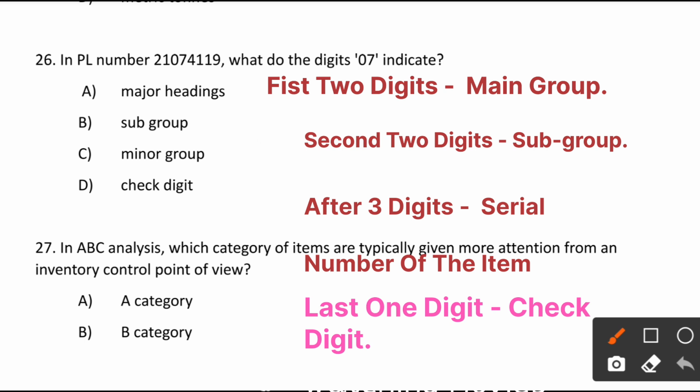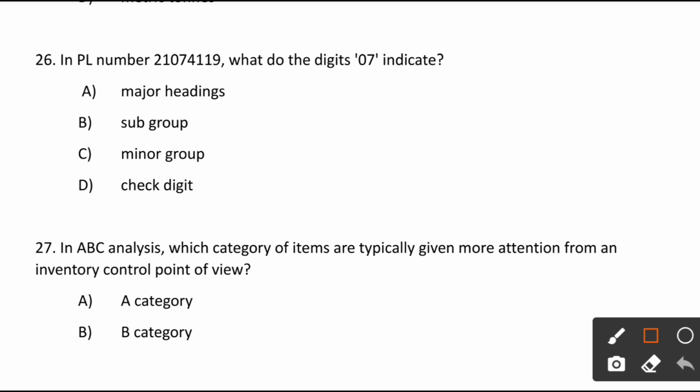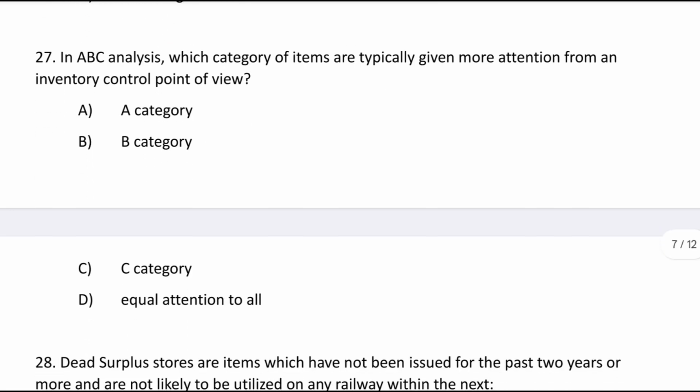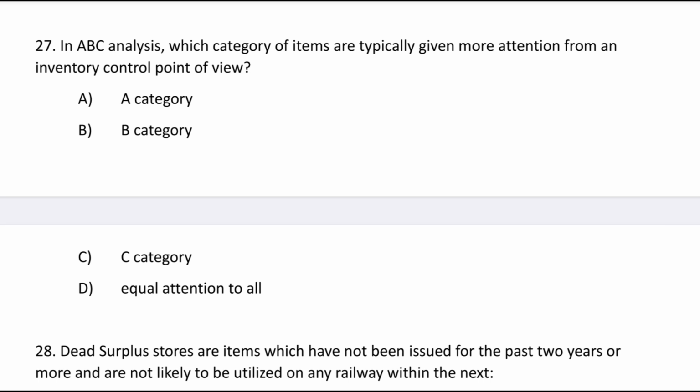The next three digits are the serial number of the item within the subgroup. In the above example, serial number is 411. The last one digit has a special significance with reference to computerization. 9 is the check digit. This digit is unique to a given number and is intended to check the integrity of the code number. In this question, the correct answer is B. Subgroup.